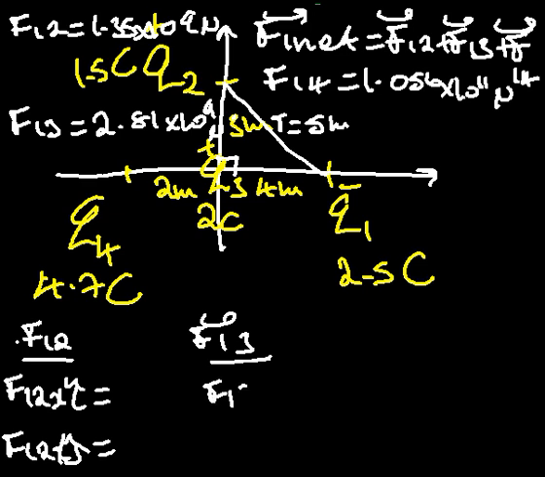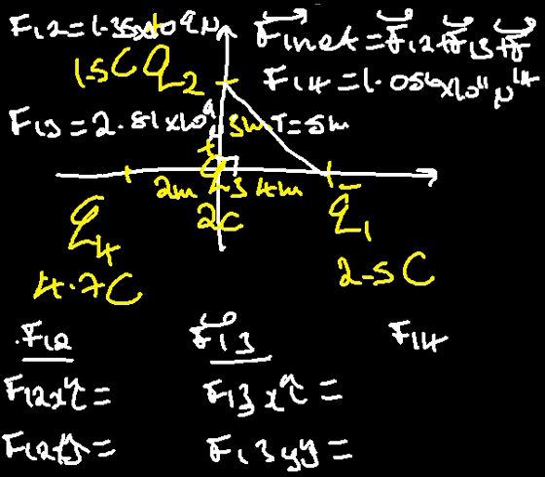So F13x i, we need that, and F13y j, we need that one as well. And we need F14 also, its components. We need F14x, that is i, and also F14y, that is j. We need all these components in that case.